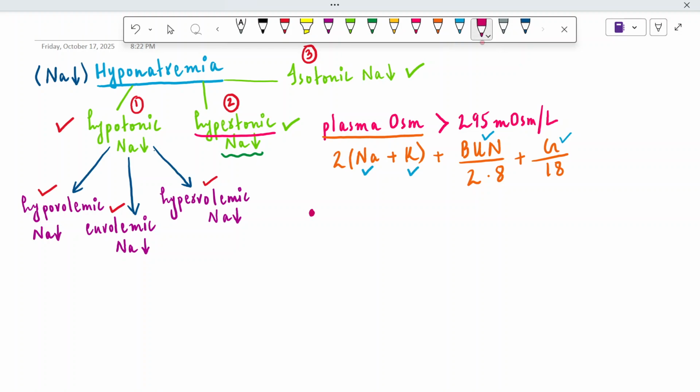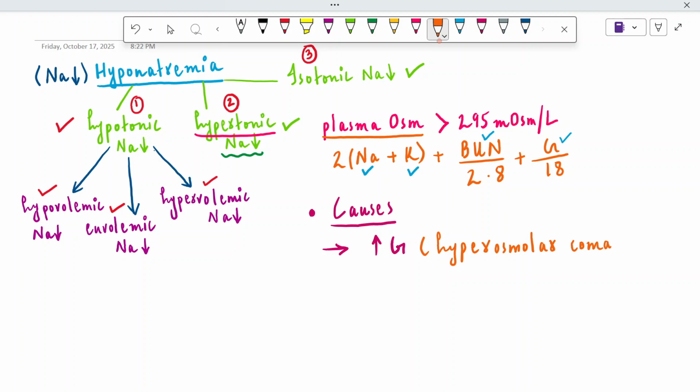So what are the etiologies? What are the causes for the development of hypertonic hyponatremia? First of all, the cause is a high amount of glucose present inside the bloodstream. For example, if a patient is suffering from hyperosmolar coma because of diabetes mellitus. You know that in diabetes mellitus, when there is a huge amount of hyperglycemia, it can lead to hyperosmolar coma.